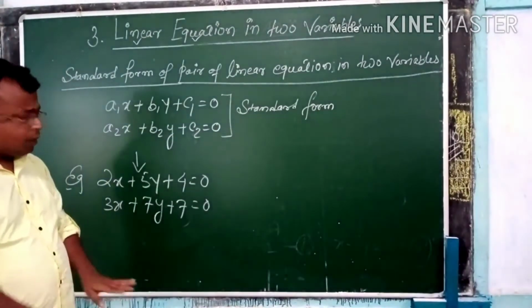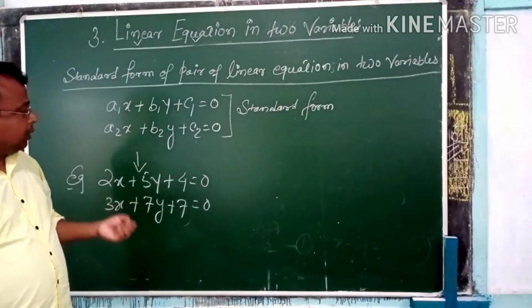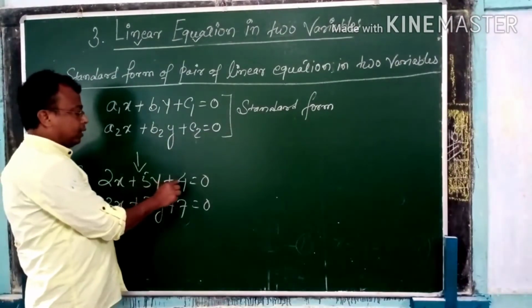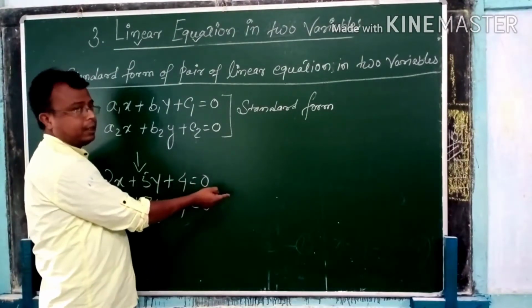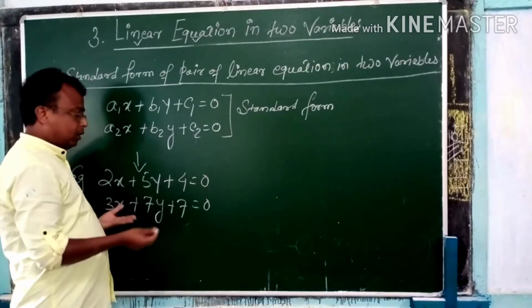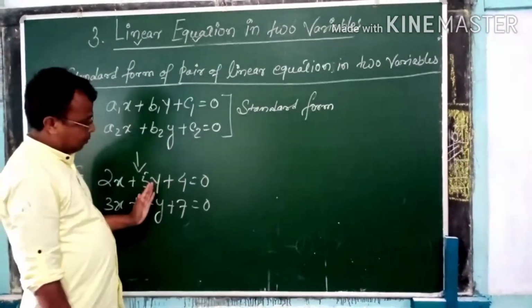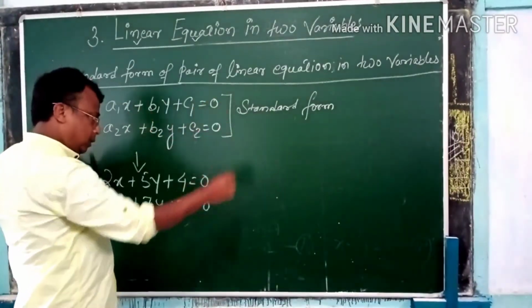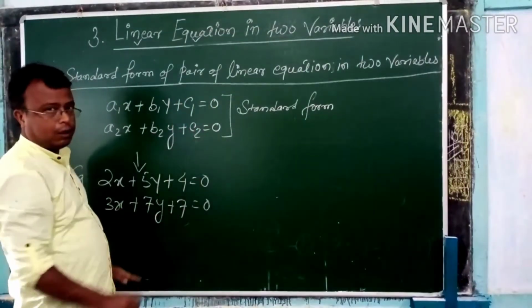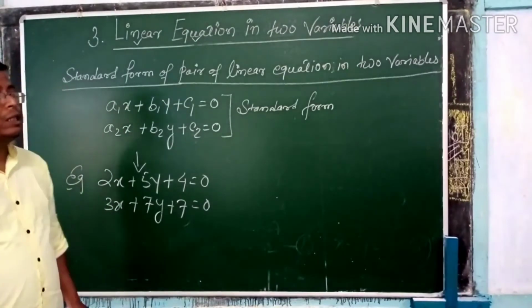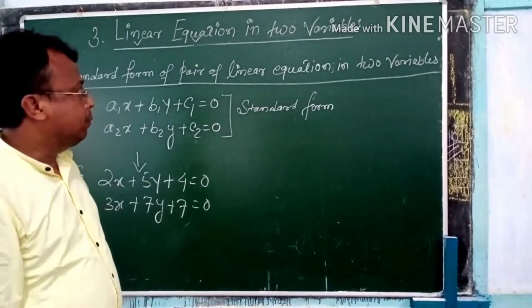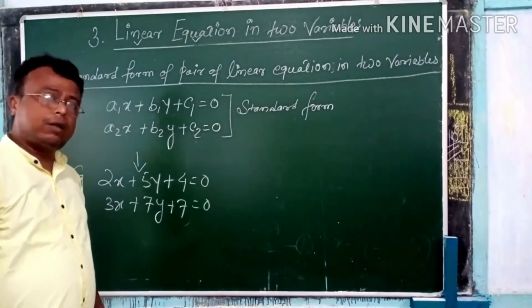Alright. But in some questions you will get this constant term in the right side. It does not have any problem. ये जो constant term होगा, constant term right side में भी हो सकते हैं. Okay, but it looks like this only. Alright. So this is about the standard form of a pair of linear equation in two variables.